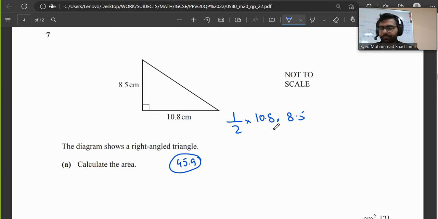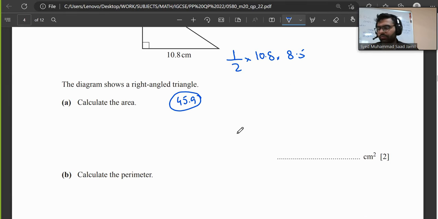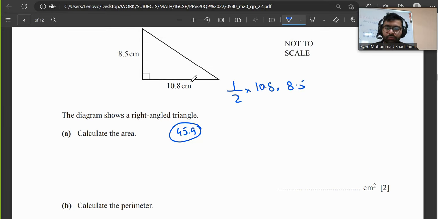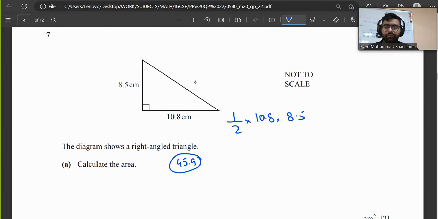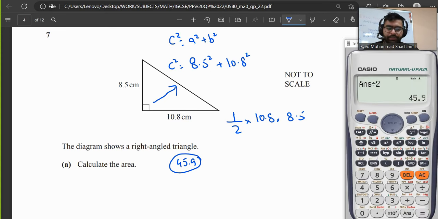Now we'll be moving on to the next question, which says calculate the perimeter. Perimeter basically refers to the boundary of any shape. First of all, you will use Pythagoras theorem to find this side. Since this is the longest side, the formula is c square equals a square plus b square. c square we don't know, a square is 8.5 square plus b square is 10.8 square. Let's calculate it.